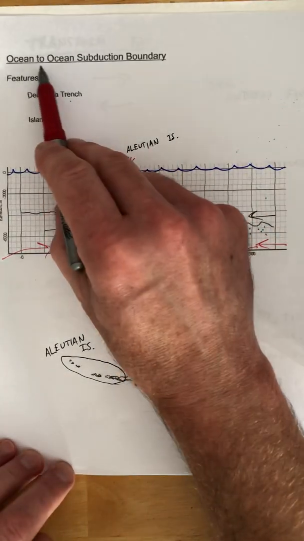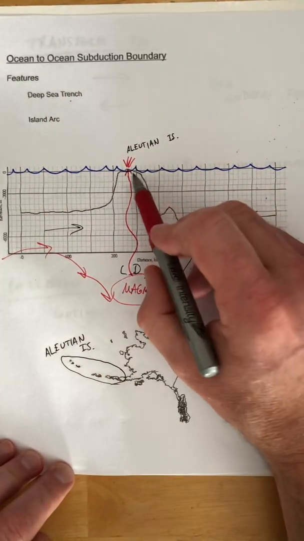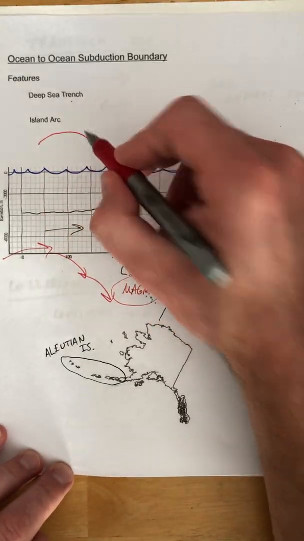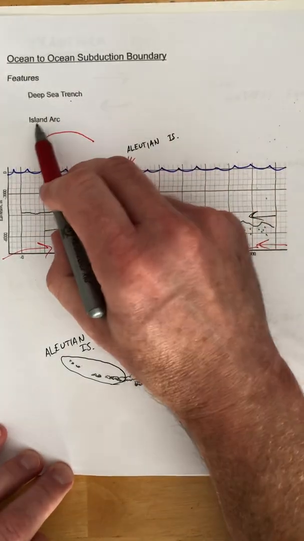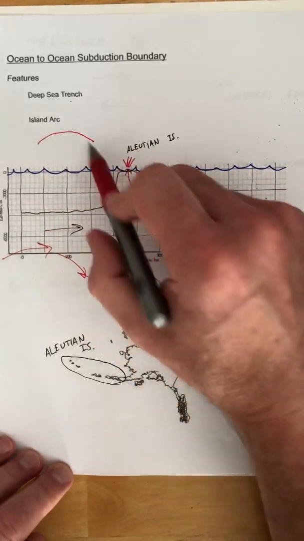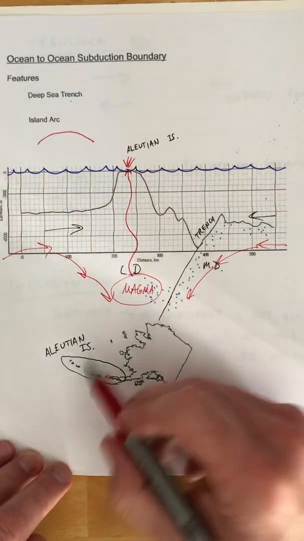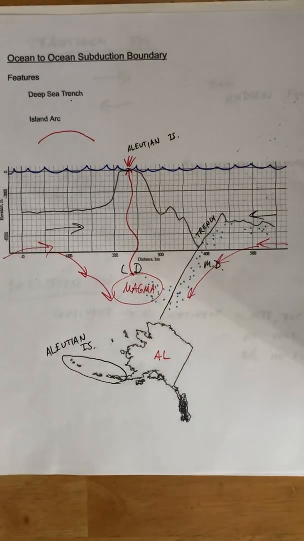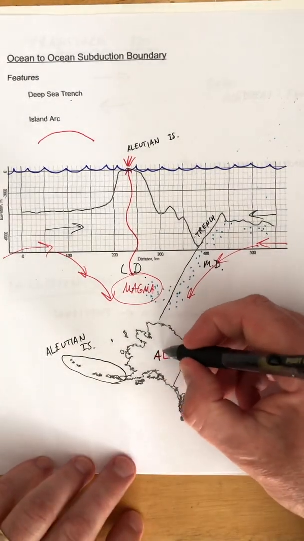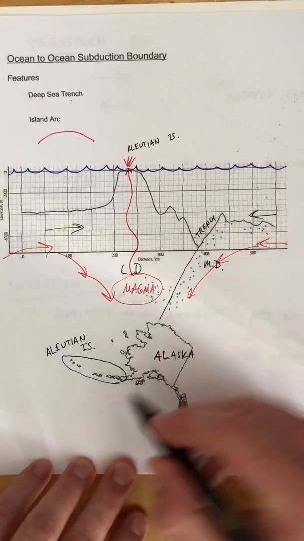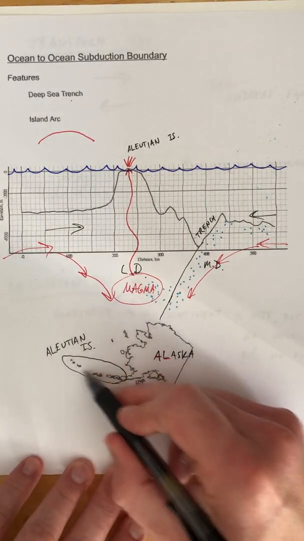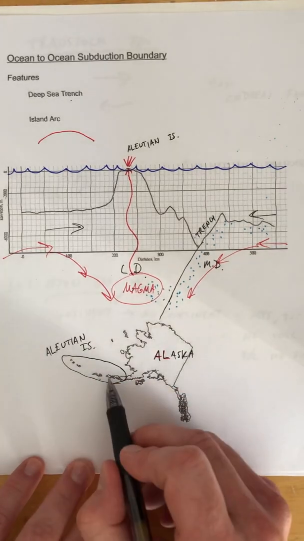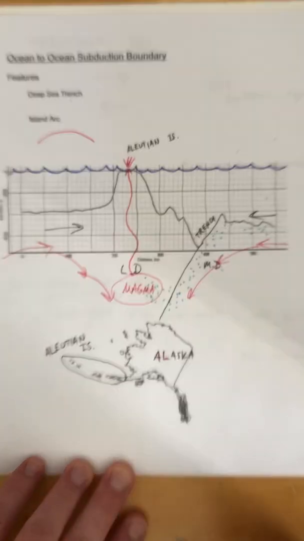Now, typically, an ocean-to-ocean subduction boundary is going to form volcanic islands in a curving pattern, and we usually call that an island arc or a volcanic island arc. A good example of that down here is in Alaska. Now, Alaska has this chain of islands coming off the end of it in a nice curving line. They're called the Aleutian Islands, and every one of them is a volcano.